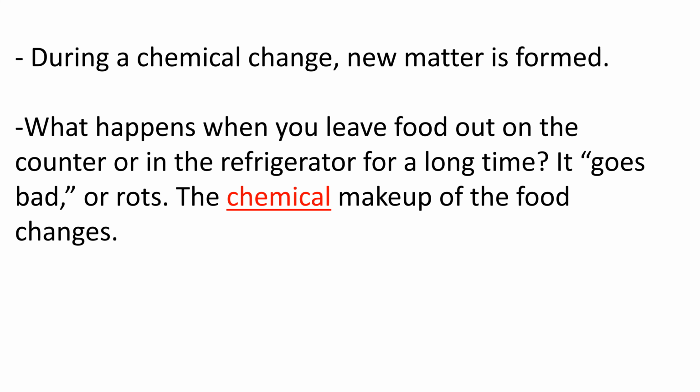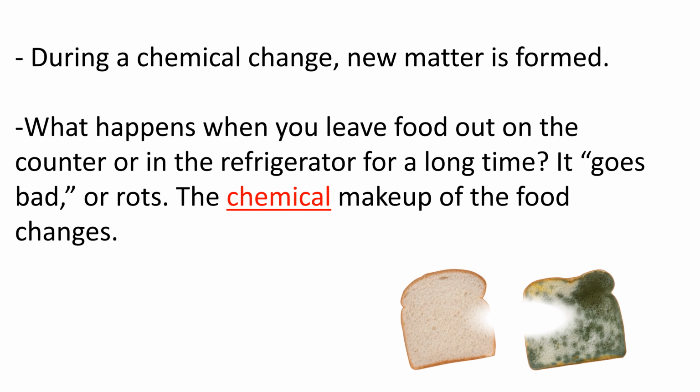During a chemical change, new matter is formed. What happens when you leave food out on the counter or in the refrigerator for a long time? Sure, it goes bad or rots. The chemical makeup of the food changes. Look at this bread. After a long period of time, it goes bad or rots. So this is an indication of a chemical change.